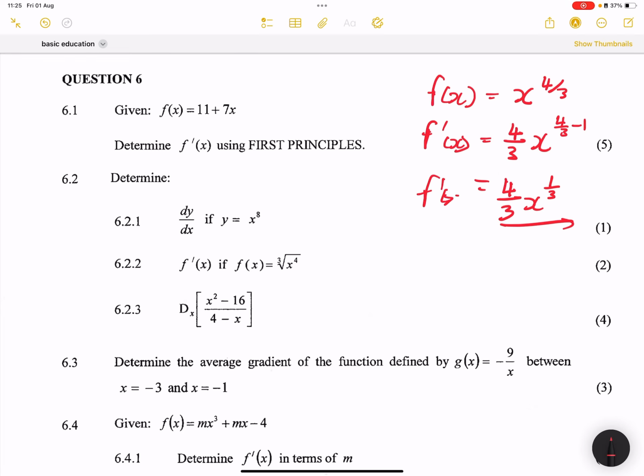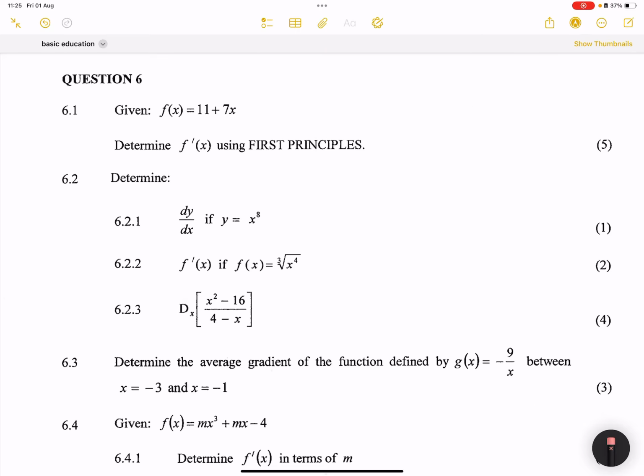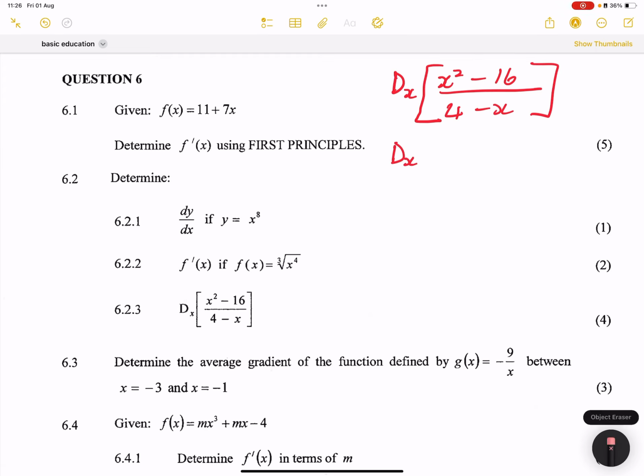Right, and then they say we must differentiate that expression. Before you differentiate, we need to simplify so that we remove whatever is on the denominator. So that's the derivative of x squared minus 16 divided by 4 minus x. Please do not remove the d/dx, the differentiation part. Find the derivative with respect to x.